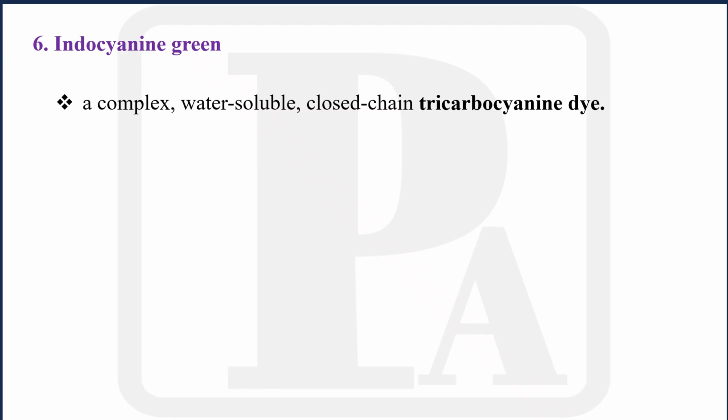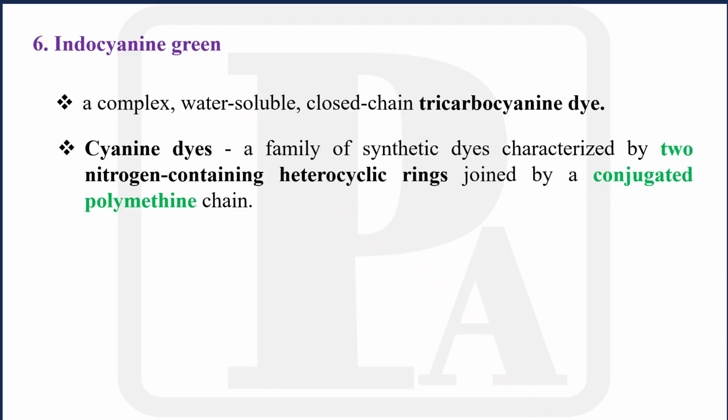So next one is indocyanine green. Indocyanine is a tricarbocyanine dye. So what it is? It is a tricarbocyanine dye. So first we have to know what is a cyanine dye. Actually it is a synthetic dye and that is having 2 heterocyclic rings, and both the rings are having nitrogen. So it is having 2 nitrogen containing heterocyclic rings and that 2 rings are connected by means of a conjugated polymethine chain. So that is connected by means of a chain that is having conjugated double bonds and also a polymethine.